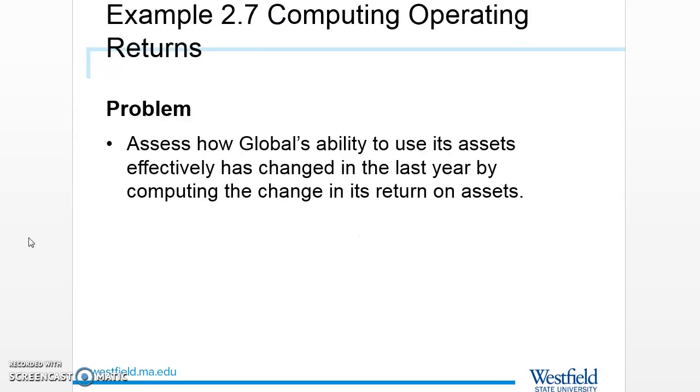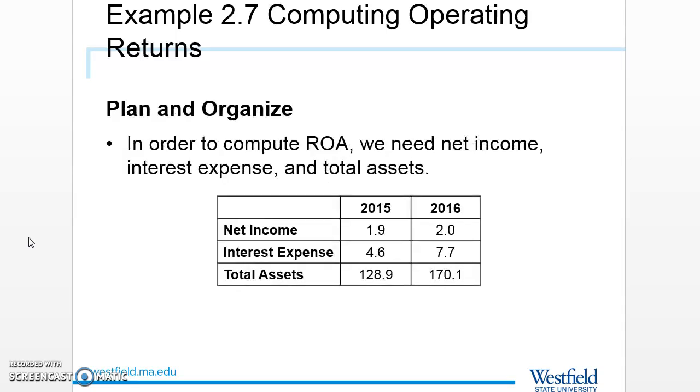Now we can look at Global Corporation and see their ability to use the assets effectively by looking at ROA. So we need these numbers.